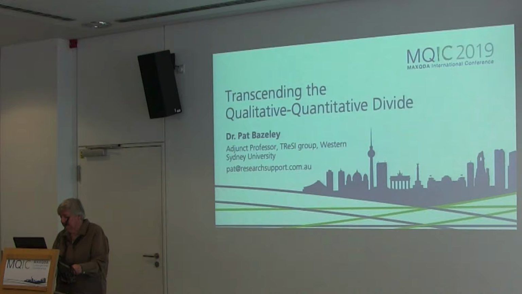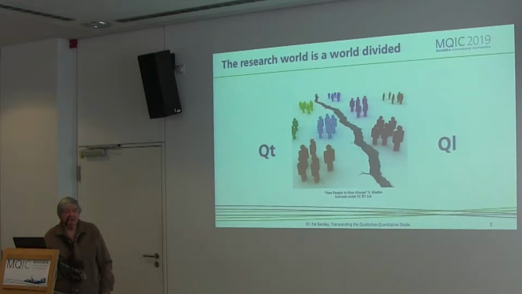So, the research world is largely a divided world. Largely divided between qualitative and quantitative camps. People tend to identify as being one or the other type of researcher. And training courses are typically divided. You know, people do a qualitative methods course or they do a quantitative methods course. Books are divided too, and publications. Journal publications tend to have a preference for one type or the other, one approach or the other.